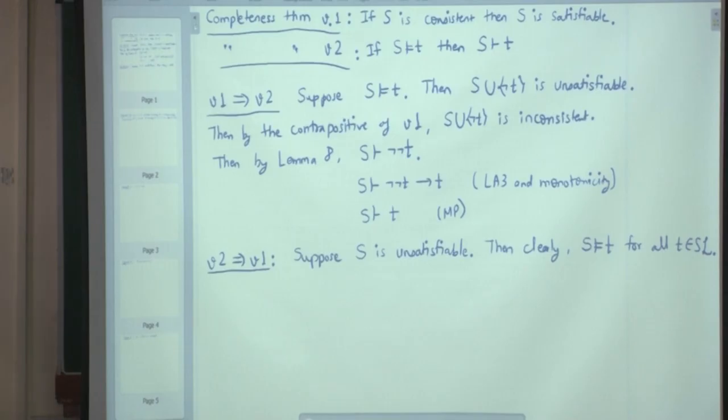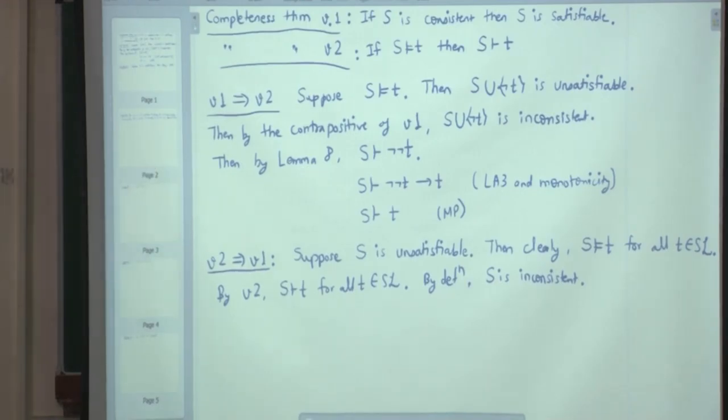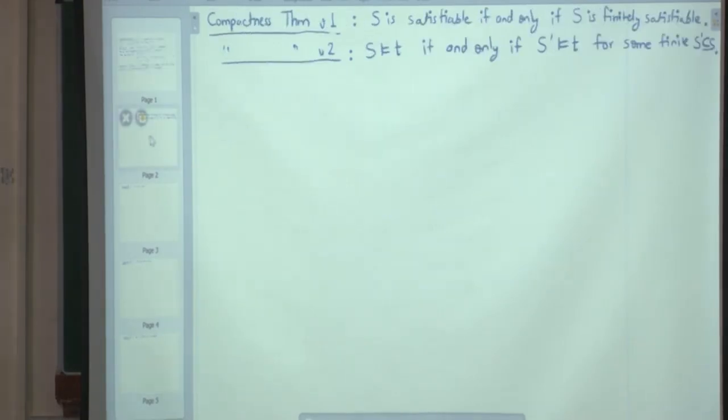Okay, and once this happens, then by version 2, T is deducible from capital S for all T. What does that mean? And by definition, S is inconsistent. Very good. See, the length of the proof is very small. You just have to think in the right direction. There isn't much happening here. Okay, good. So let's go to the next one.